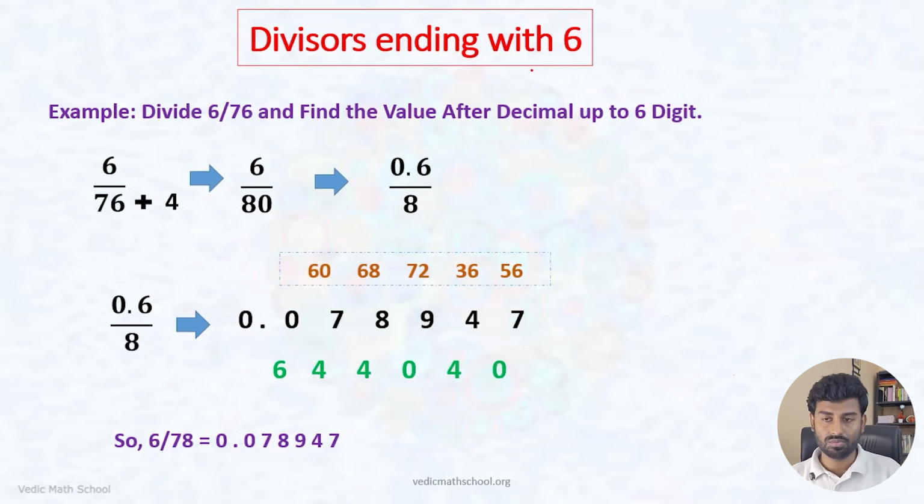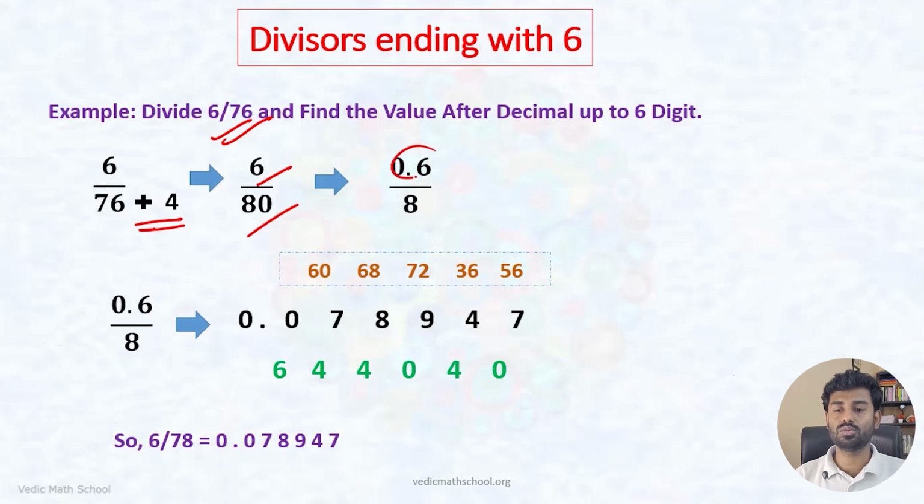Okay. Now, what about dividing with 6 upon 76? We have to add 4. 6 upon 4, 80. Divide with 10, divide with 10, 0.6 and 8. Now, if you divide it, you will get 0.07 and 4 is the number. Just to remove this, 4 is the remainder. So now it is 47.